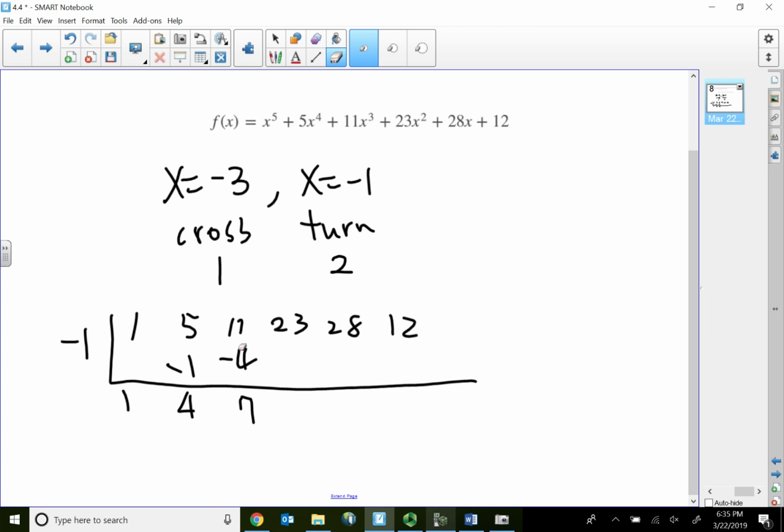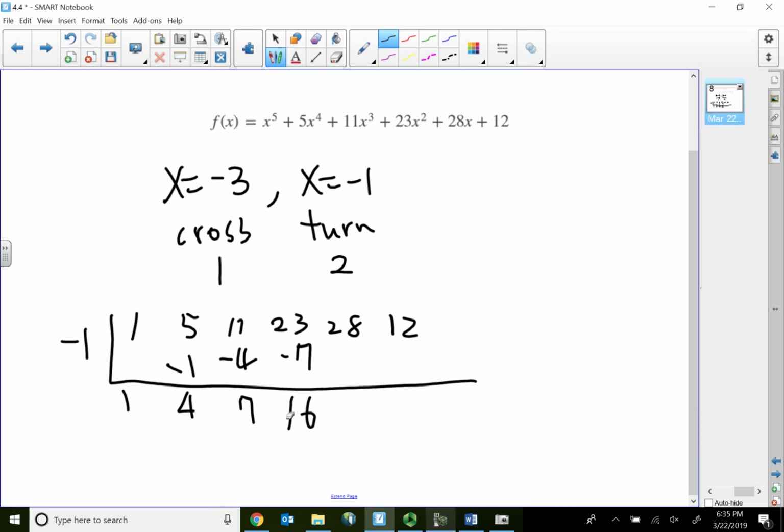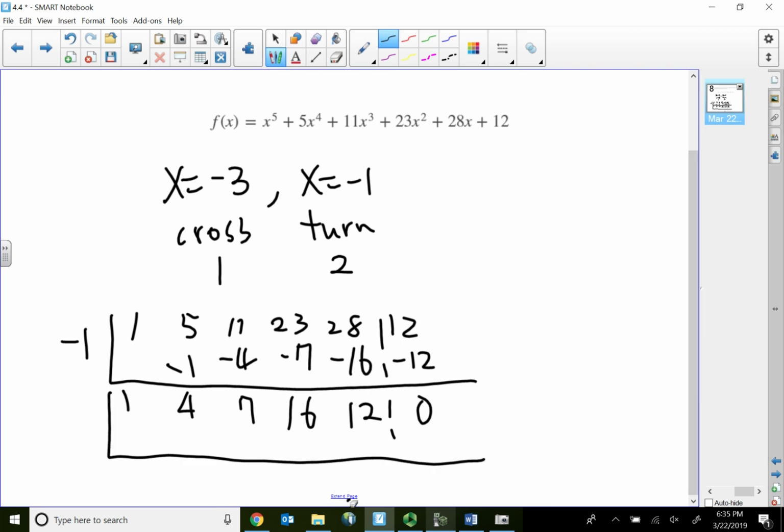All right. 11 plus -4 is +7. -1 times 7 is -7. 23 plus -7 is 16. So that's -16. 28 plus -16 is 12. -1 times 12 is -12. My remainder is 0. So this is 1x to the 4th power. Let's continue a couple more times.